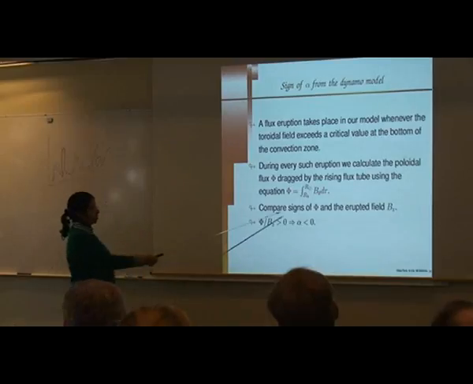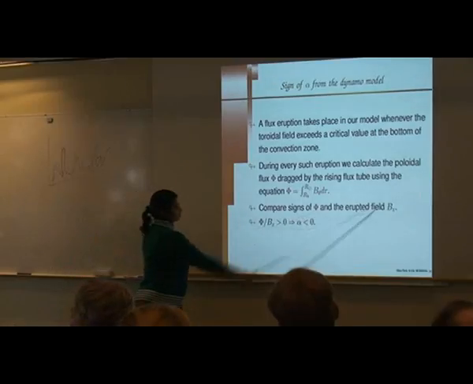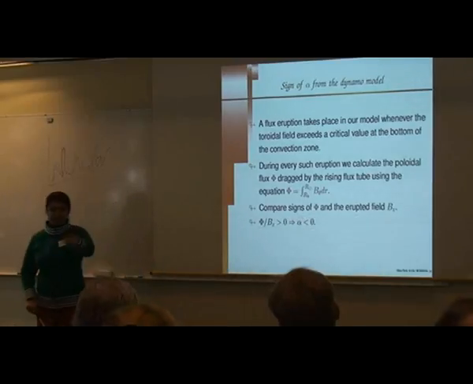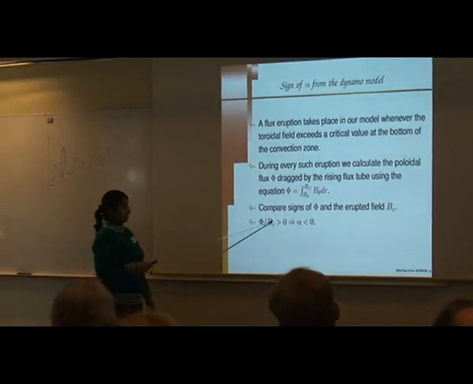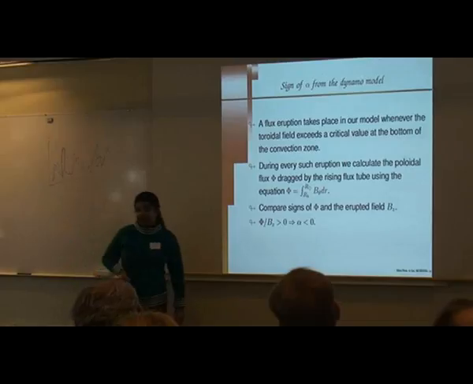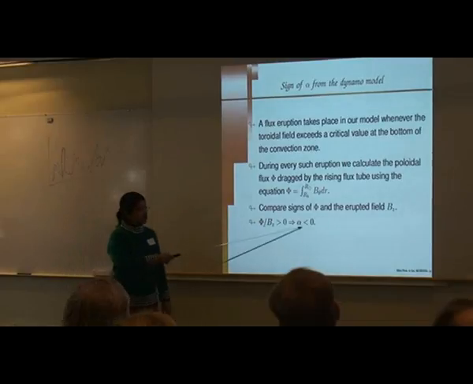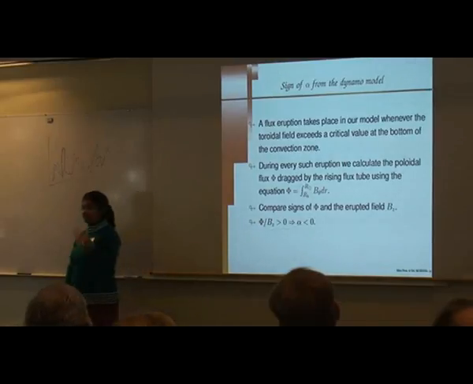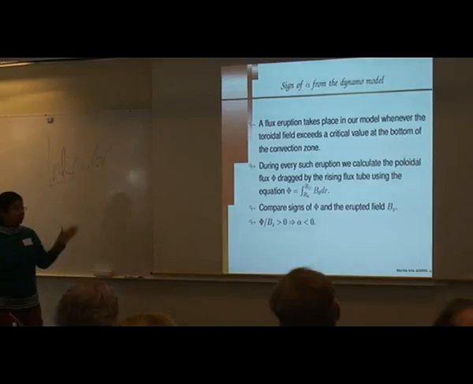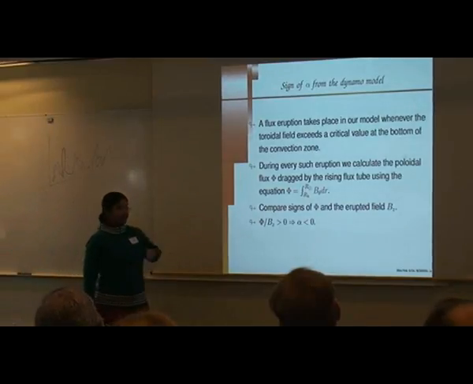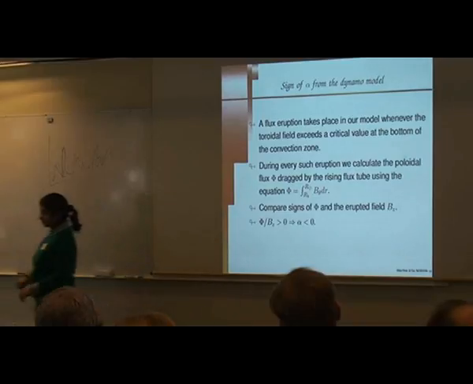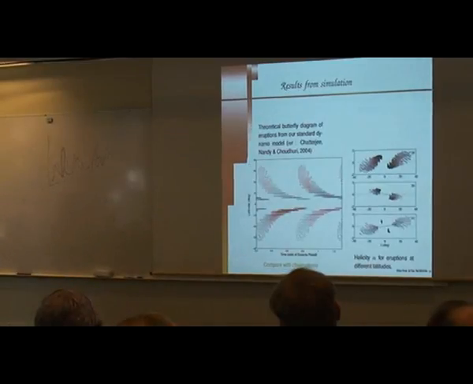And then we compare the sign of this flux and the erupted field, B phi. Whenever this flux and the toroidal field have the same sign, we say that the erupted field has negative helicity. And when this flux and the toroidal field have opposite signs, then the helicity acquired is positive. Now using this sign convention, we can have the butterfly diagram of helicity from our model.